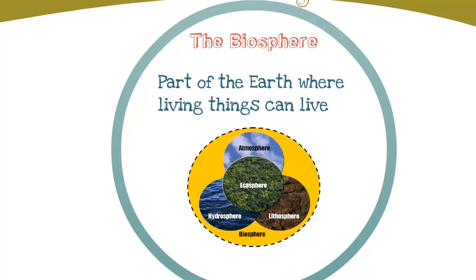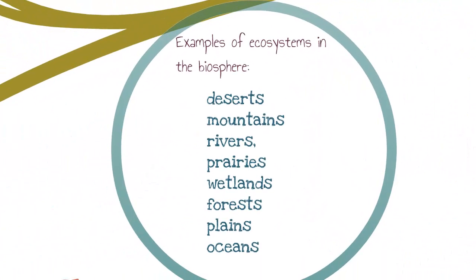And the biosphere is a bunch of different places. Examples of ecosystems in the biosphere: we got deserts, mountains, rivers, prairies, wetlands, forests, plains, and oceans. That's just a very few examples of the ecosystems.